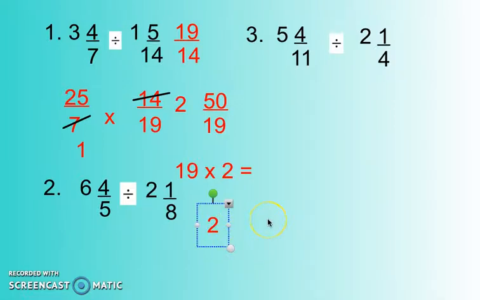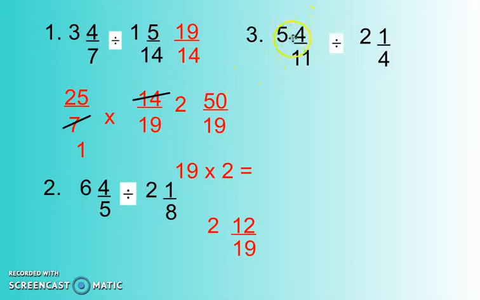Well, 19 times 2 is 38, so what is left over? Yes, 12 is left over. And we keep the 19 because that is how many equal parts we would be separating those wholes into. So 2 and 12/19ths would be our answer for this. Nice job. Let's do one more. Let's do number 3 since we have a little bit more space.